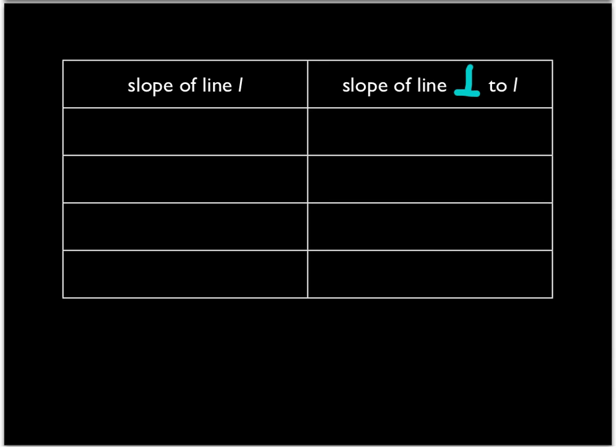Alright, so let's take a look at some slopes. I'm just going to write down some slopes here. The first one is going to be 2/5, and then -7, and then the next one is going to be -1/5, and the last slope I'm going to use is a. Alright, now we'd like to see if we can figure out what the perpendicular slope of those lines would be.